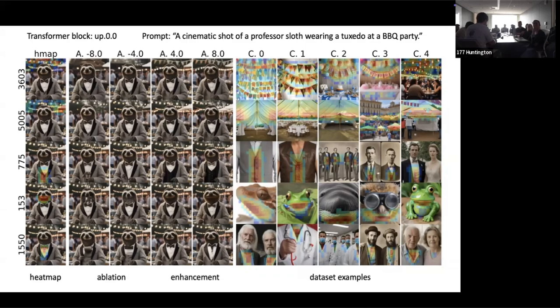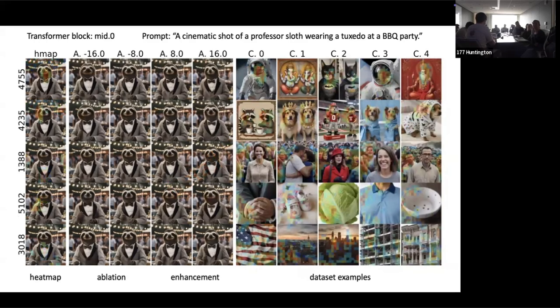Also the dataset examples match the interpretation, or what it is doing in the forward pass. And then we have this problem child block, where the interventions basically don't seem to do much, but the dataset examples are very, very neat. The dataset examples look like you should be able to do something with this block.